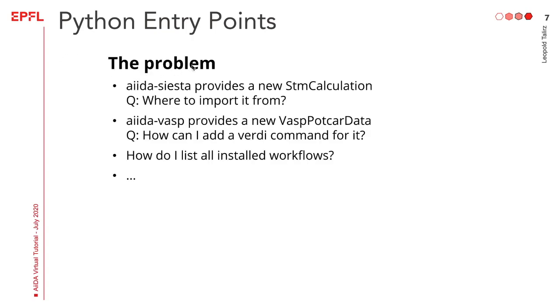The types of problems we're trying to address here are the following. For example, AiiDA Siesta provides a new STM calculation type, and as a user of AiiDA Siesta, I now need to know where do I import it from and how do I use it. Another example is AiiDA Wasp provides a new Wasp Podcar data type, and now as a developer of AiiDA Wasp, I might want to add a new Verdi command for this data type so that users of my package can directly inspect the contents of this data type. So how do I do that as a developer?